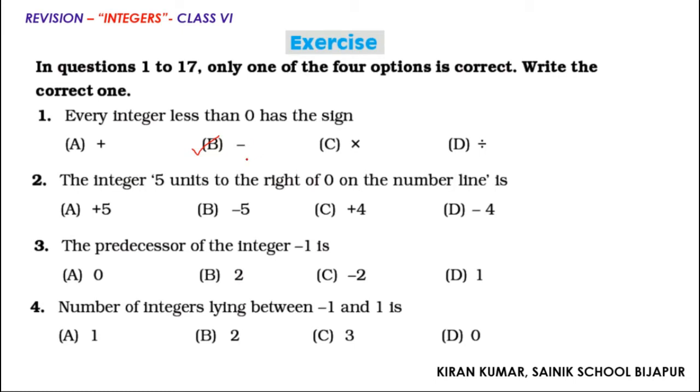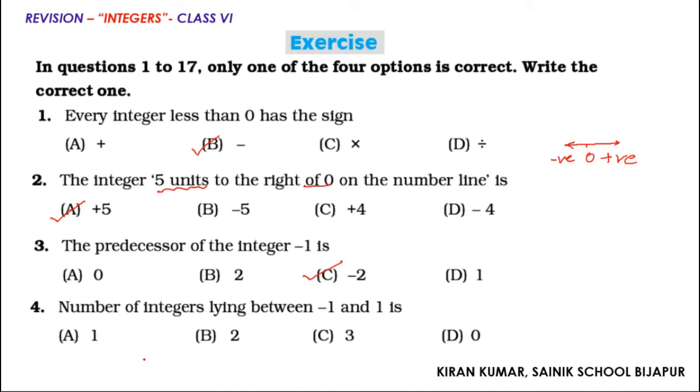Second question, the integer 5 units to the right of 0 on the number line is. To the right side of the 0 on the number line, we have got all the positive numbers. Here we have the positive numbers. Towards the left we have got all the negative numbers. So the result is positive 5, since it is 5 units to the right of 0. Third one, the predecessor of the integer minus 1 is minus 2.